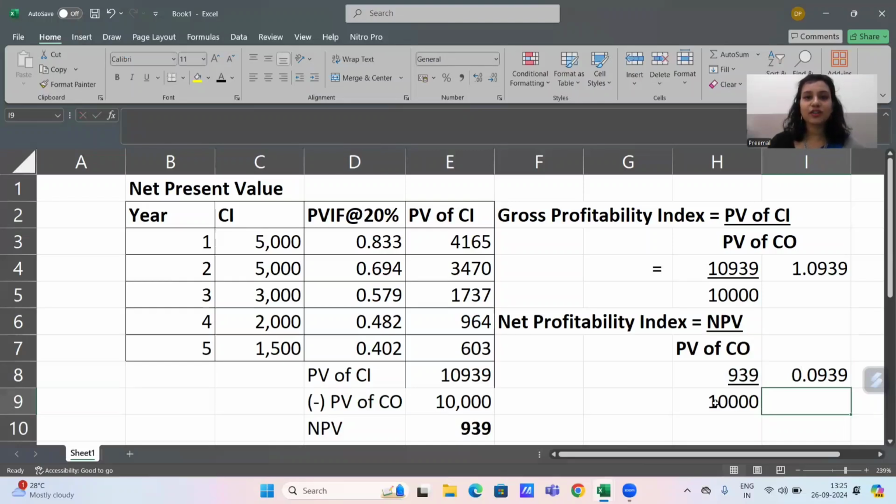Now, in case of net profitability index, the rule is if the net profitability index is positive, then you accept the project. But if it is negative, then you reject the project. So the key concept over here is we have to ensure that our present value of cash inflows are more than our present value of cash outflows.